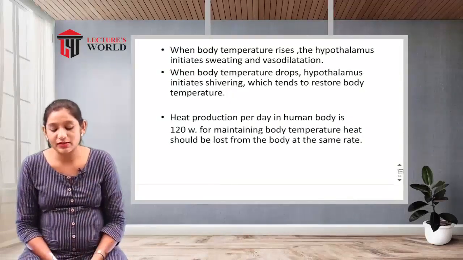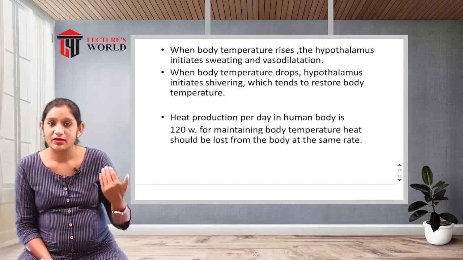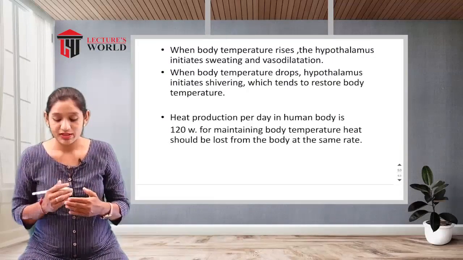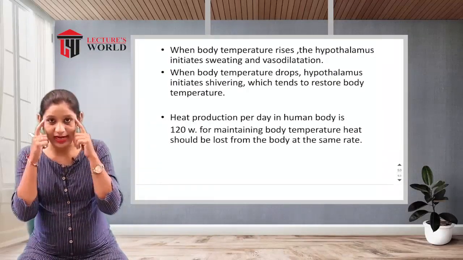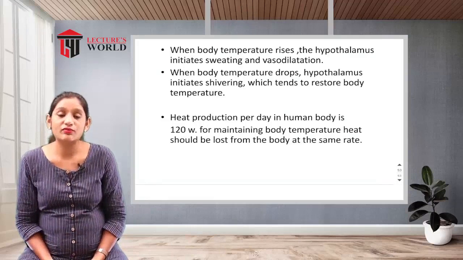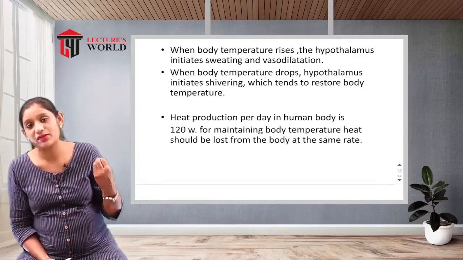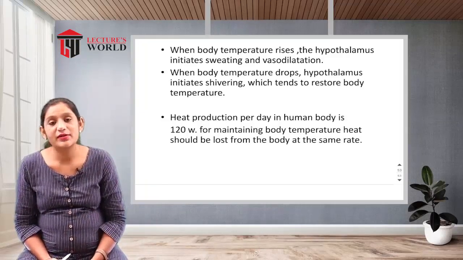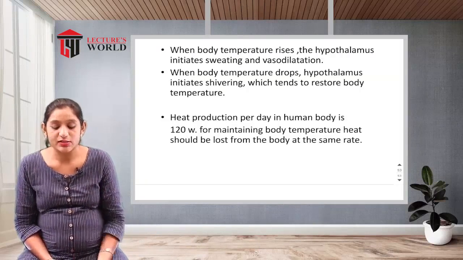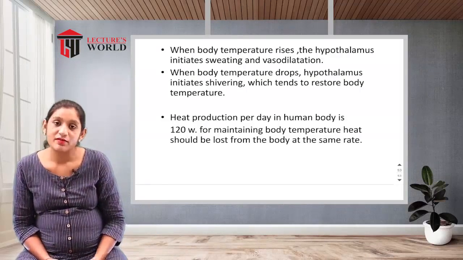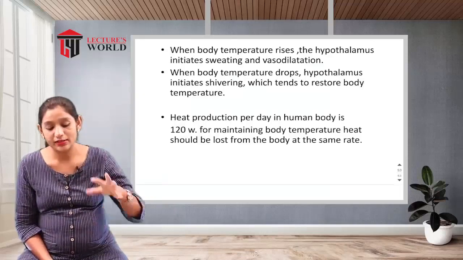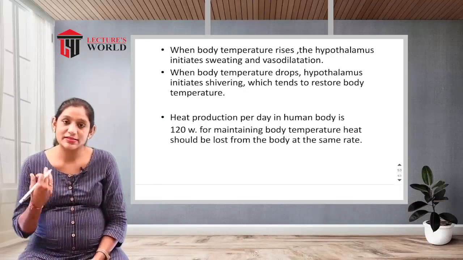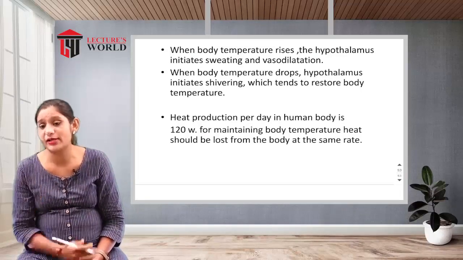Whenever the body's temperature rises, the hypothalamus, a major gland which controls all other glands in our body, initiates sweating and vasodilation. This is done by the hypothalamus gland's secretion, a messenger passed by an enzyme mechanism.